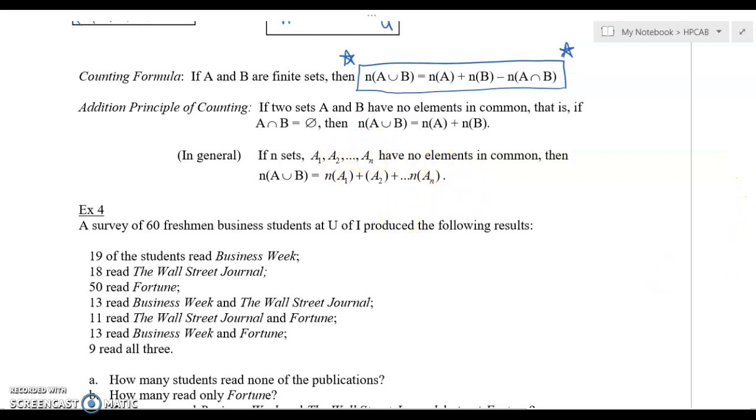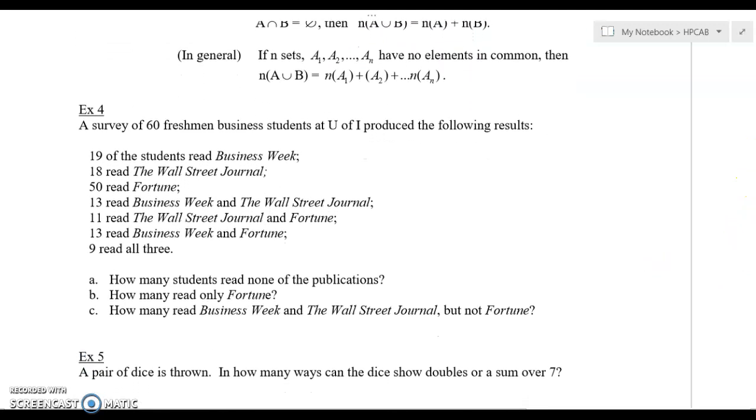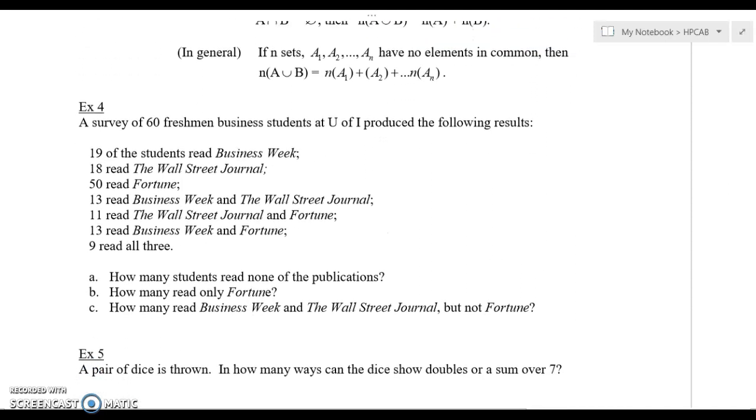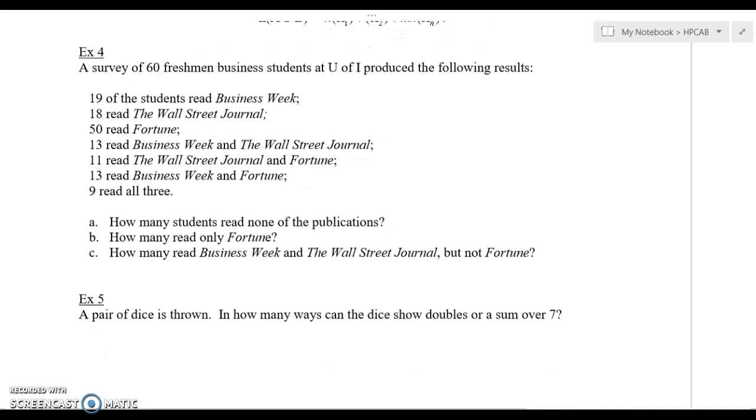So let's look at example 4. Okay, example 4 is going to deal with the Venn diagram. Example 5 will use that lovely formula, the counting formula, once we do it a different way.